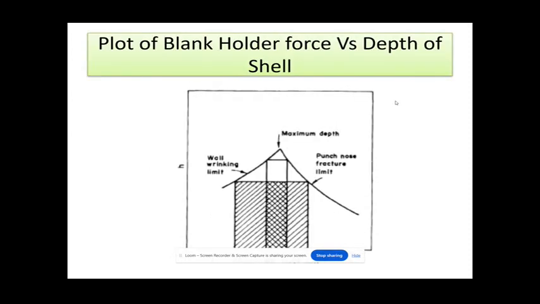This plot shows the effect of blank holder pressure on the depth of the sheet metal. When the blank holder pressure is low, wall wrinkling will take place. When the blank holder pressure is excessive, bottom fracture will take place. For one particular value or a small range of values of blank holder pressure, you will get maximum drawability, or maximum height can be obtained.